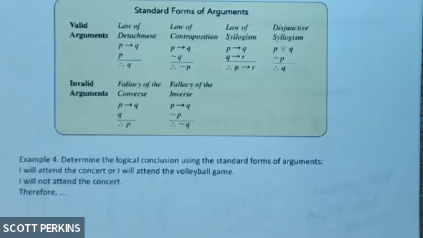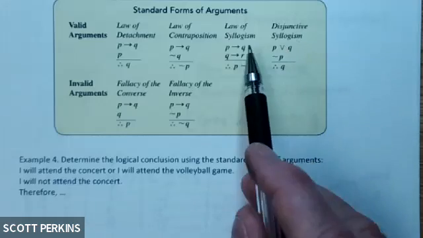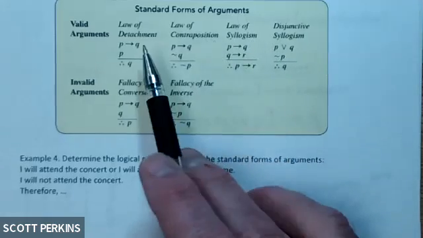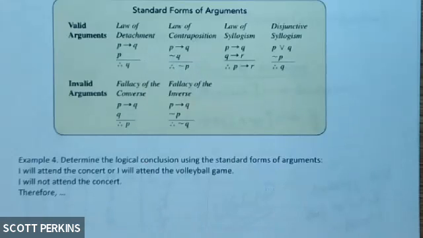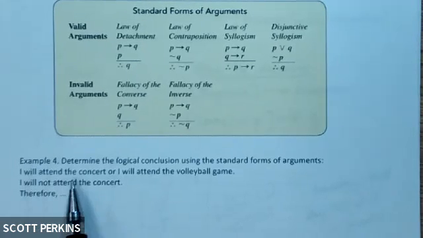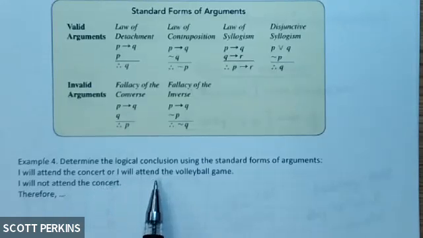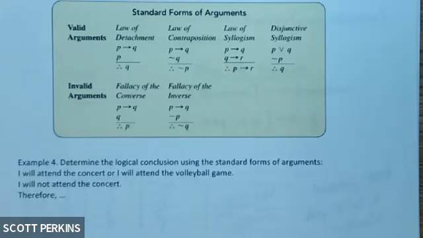And so we're going to do example 4. Example 4 says: determine the logical conclusion using the standard forms of the argument. So we've got these 4 standard forms of valid arguments, and we're being asked to use these 4 things to write down the appropriate conclusion. The argument goes like this: I will attend the concert, or I will attend the volleyball game. That's the first premise. The second premise is I will not attend the concert. Therefore, we need to fill in the conclusion that is valid, that will always be true.